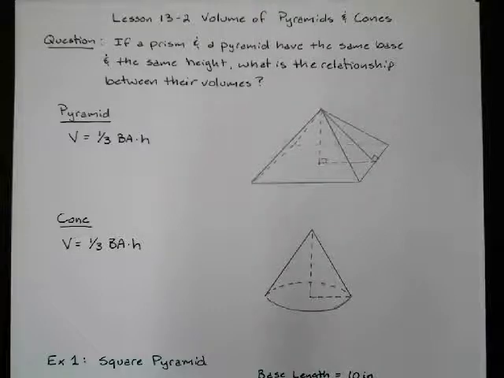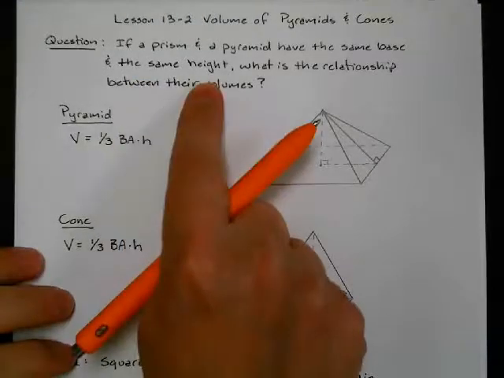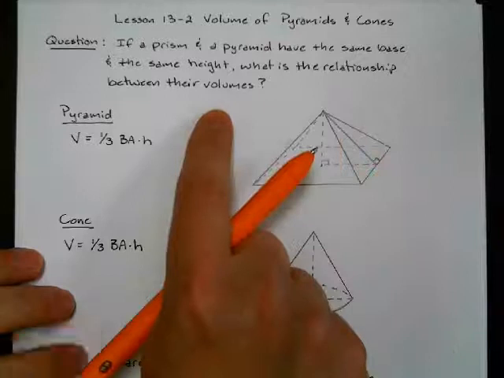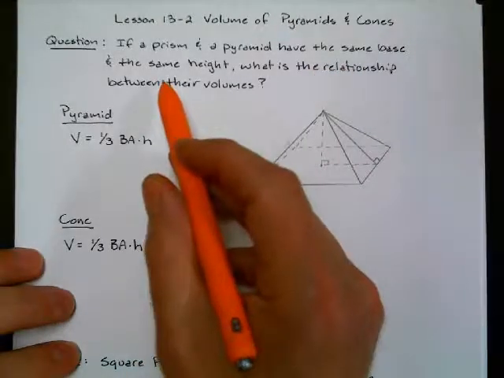All right, Math 2, here we go. We got lesson 13-2, volumes of pyramids and cones. So our question for today is, if a prism and a pyramid have the same base and the same height, what's the relationship between their volumes? This is kind of an important distinction between the two.